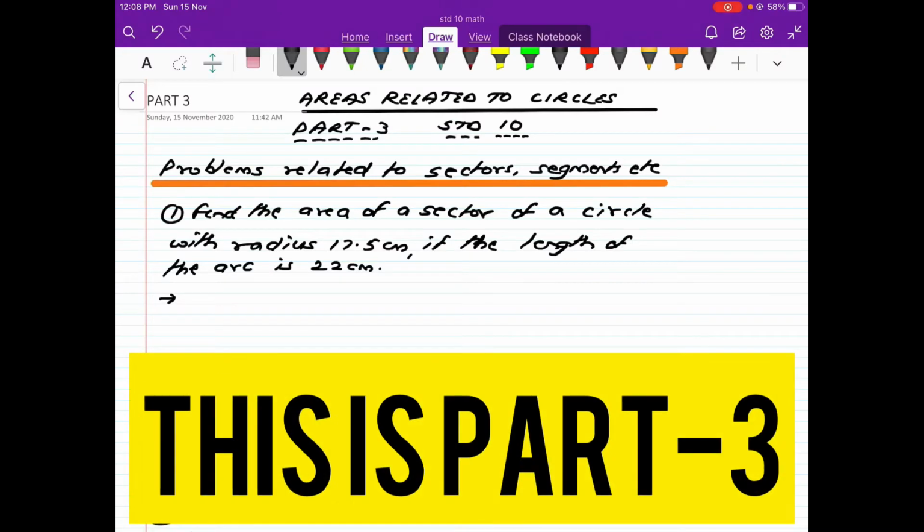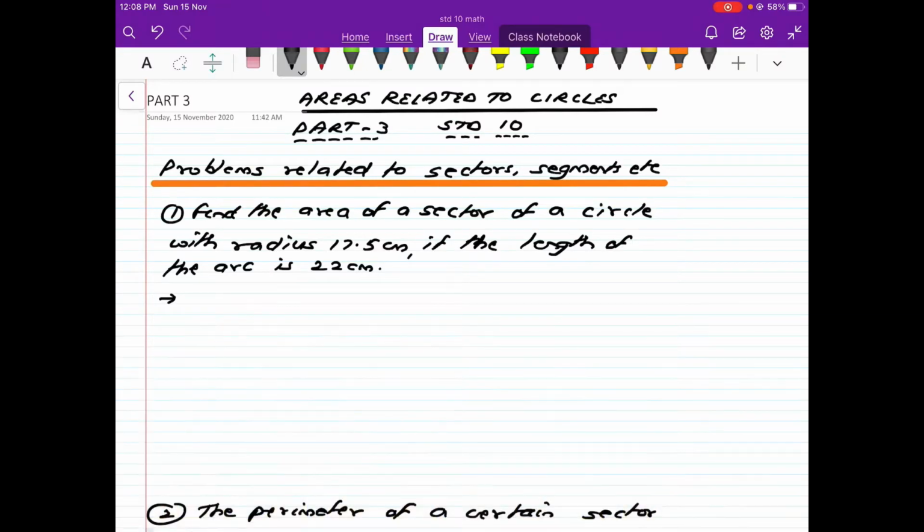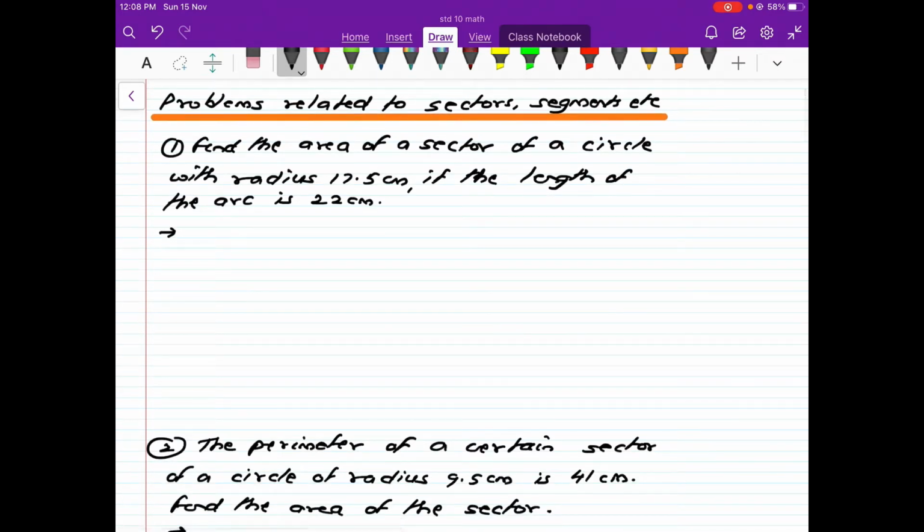This is part 3 of the chapter, areas related to circles, standard 10th. So continuing the problems, now we will go for problems which are related to sectors, segments and all that. The first sum in this is: find the area of a sector of a circle with radius 17.5 centimeters if the length of the arc is 22 centimeters.